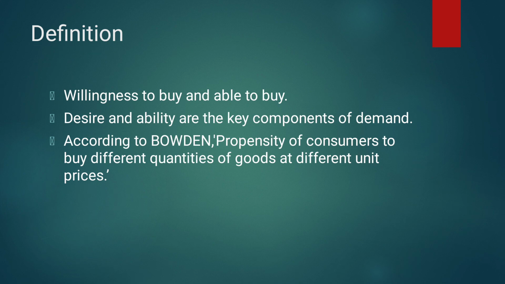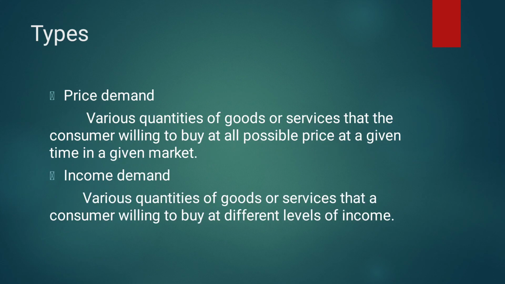According to Bowden, demand is the propensity of consumers to buy different quantities of goods at different unit prices. There are three types of demand: price demand, income demand, and cross demand.